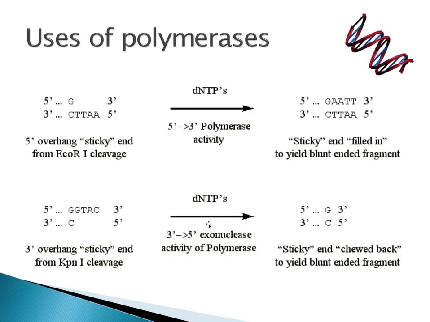You can use the exonuclease activity to chop it back, all right? So as you see, for example, EcoR1 digestion is going to give you the 5' overhang, KpnI, another restriction endonuclease, gives you the 3' overhang, and depending on what you're going to use, you can either fill it in or chop it back.